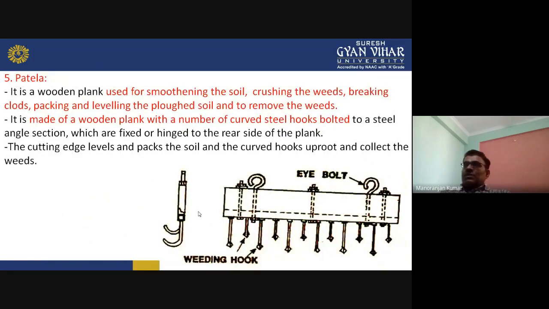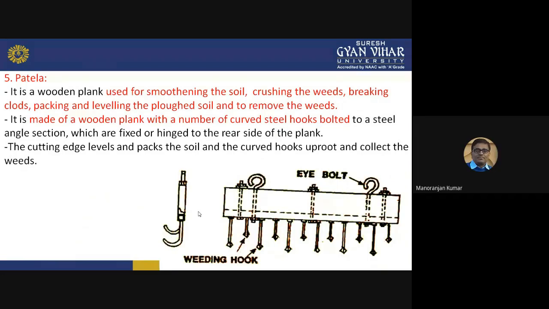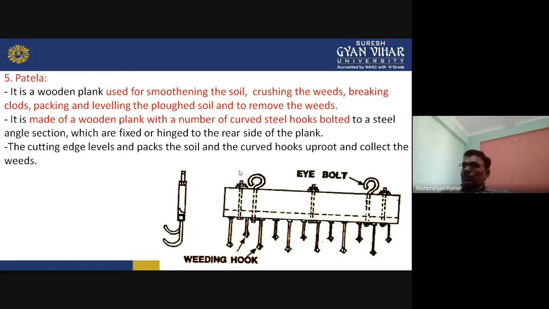Now the other type of harrow is the patela. So this is the picture of the patela. It is a wooden plank used for smoothing the soil, crushing the weeds, breaking clods, packing and leveling the plowed soil, and removing weeds. It is made of a wooden plank.